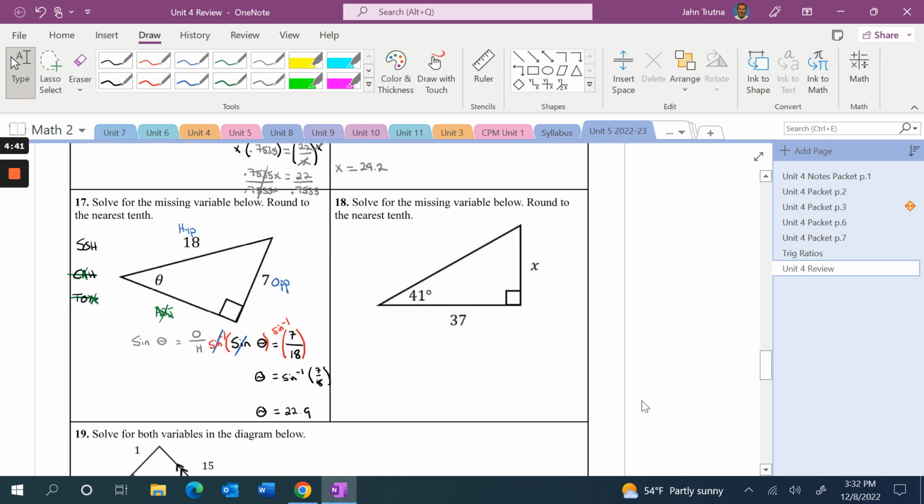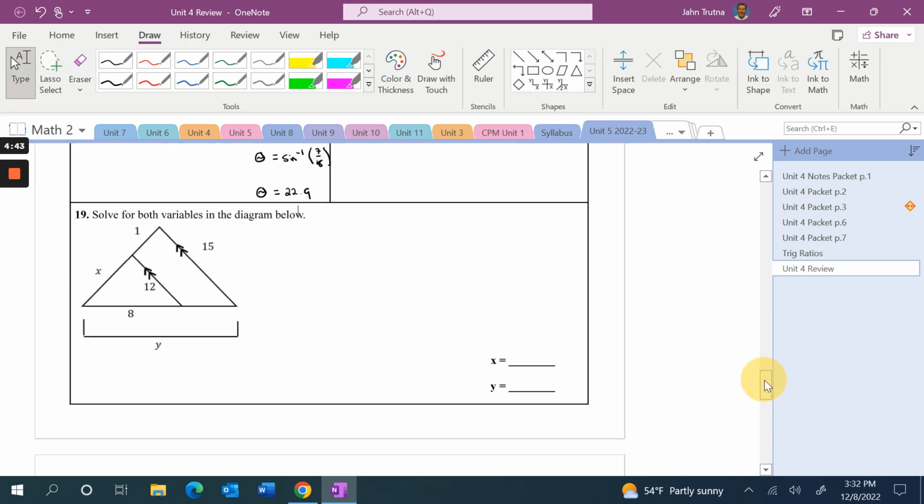Okay, number 19. Solve for both variables in the diagram below. Both variables, I've got an x variable, I've got a y variable, and what you want to do in this problem is recognize that there are two similar triangles in this problem. We've got one triangle, which is the yellow one, which is inside and similar to the entire picture, which I'm outlining in blue. Okay, so this is what we talk about.